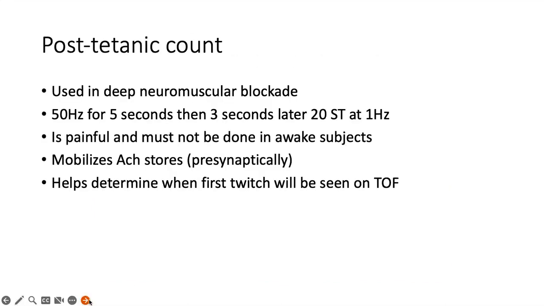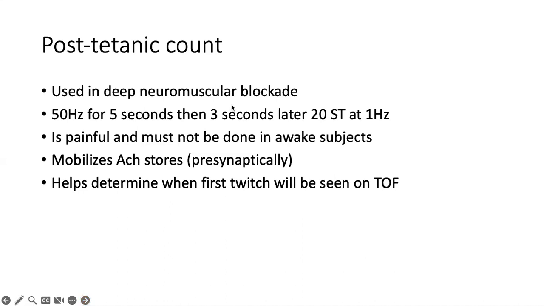Then there's post-tetanic count. So we talked about single twitch, train of four ratio, double burst stimulation, and then there's post-tetanic count. It's used in deep neuromuscular blockade. Let's say, for example, you've given a lot of muscle relaxant and you don't have any twitches anymore. You want to know how long it is going to take to get the first twitch. This helps you to decide, if you really want an intense block, whether to give more muscle relaxant, or how long you're going to wait till you start getting twitches, and that will help you to decide how soon you can reverse the patient. Again, it's 50 hertz for 5 seconds, so it's quite quick.